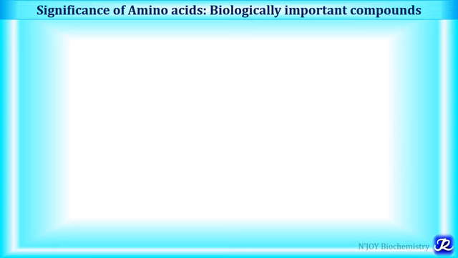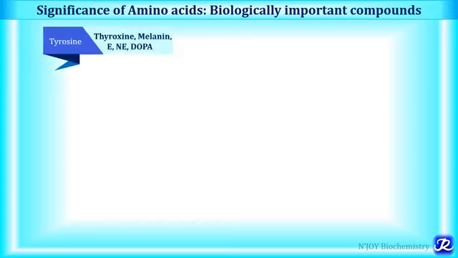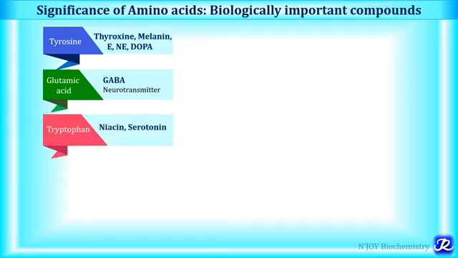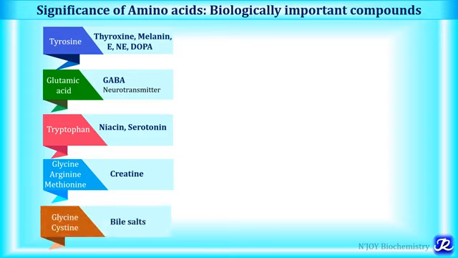What is the significance of amino acids? Amino acids are involved in the synthesis of various biologically important compounds. For example, tyrosine is an amino acid involved in the synthesis of the hormone thyroxine, melanin, epinephrine, norepinephrine and dopa. Glutamic acid is involved in the synthesis of the neurotransmitter GABA. Tryptophan is involved in the synthesis of niacin and serotonin. Glycine, arginine and methionine are involved in the synthesis of creatine: GAM, GAM for creatine.